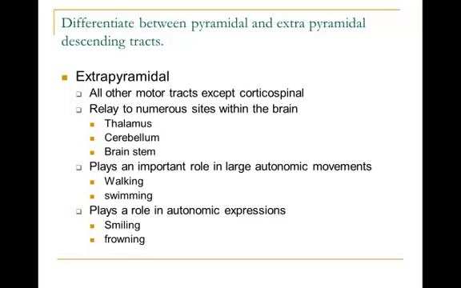Extrapyramidal tracts are motor tracts other than the corticospinal tracts, and they go to other sites in the brain: thalamus, cerebellum, brainstem. They play an important role in our automatic movements, so walking, swimming, things that we do all the time, smiling, frowning, things like that.